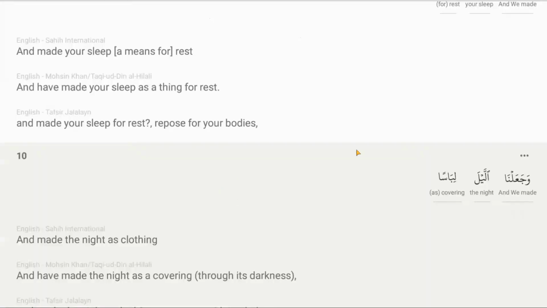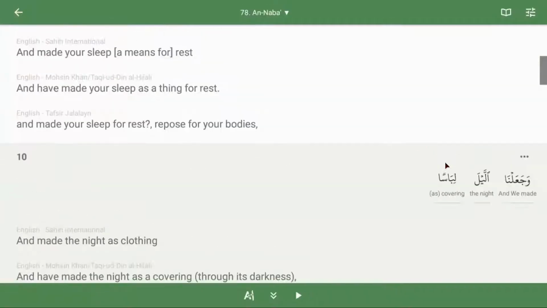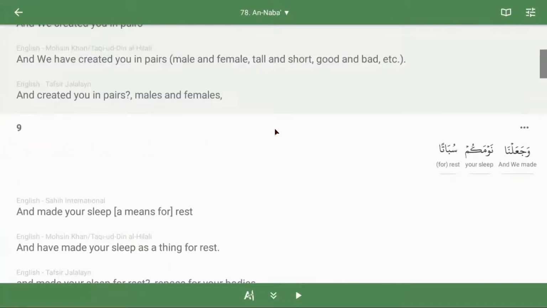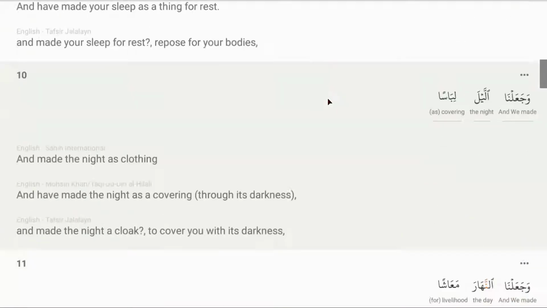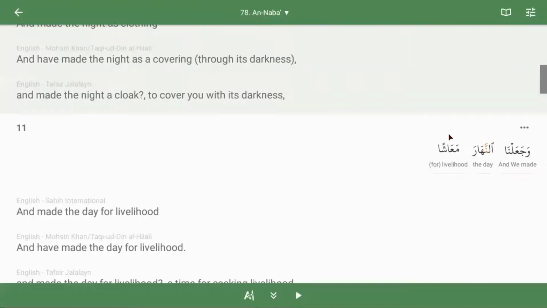وَجَعَلْنَا اللَّيْلَ لِبَاسًا. So he talked about the earth first, then the mountains, then the human beings, وَخَلَقْنَاكُمْ أَزْوَاجًا. Then he talked about the sun going down, the night, then the sun coming up. Bad drawing, I know, but still. The sun coming up, وَجَعَلْنَا النَّهَارَ مَعَاشًا.